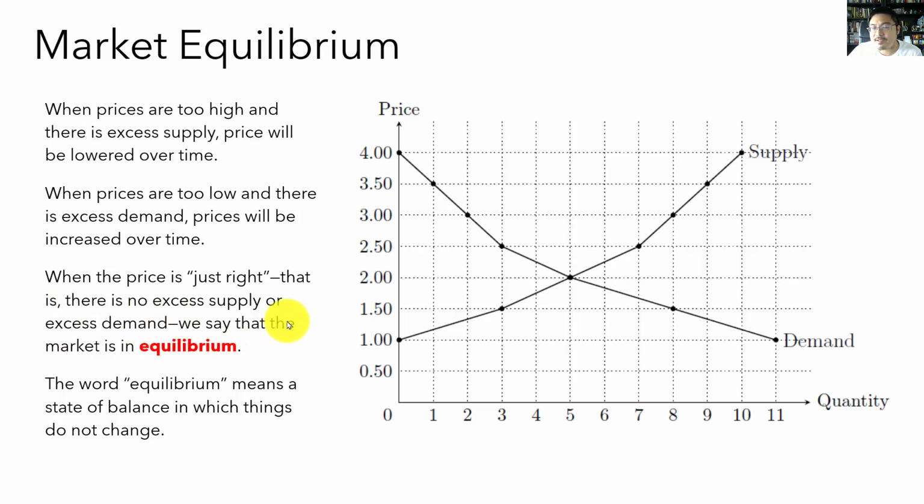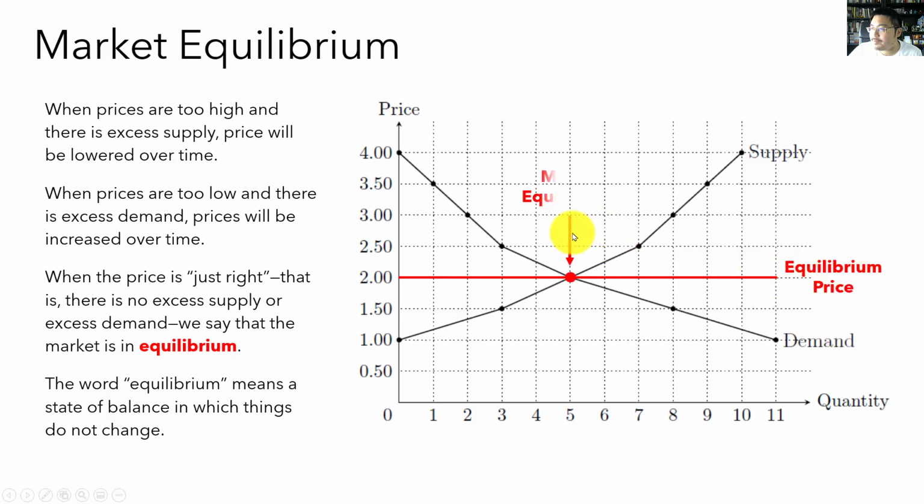And when that happens, the price is not going to change, right? So the word equilibrium means a state of balance in which things do not change. And so the market equilibrium is where there's no excess supply and no excess demand, and prices remain stable. And so where's the market equilibrium for our market over here? Well, the price at which supply equals demand is at $2, right? And so we call that the equilibrium price.